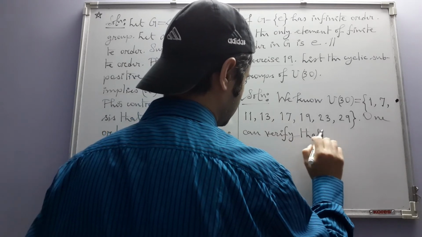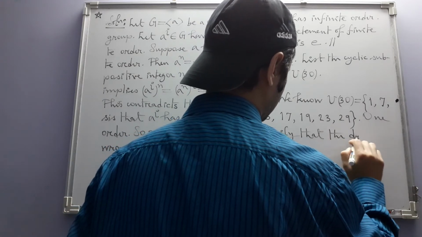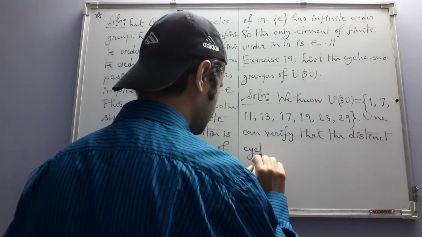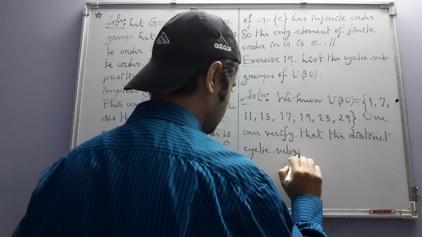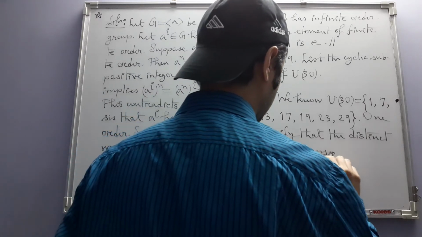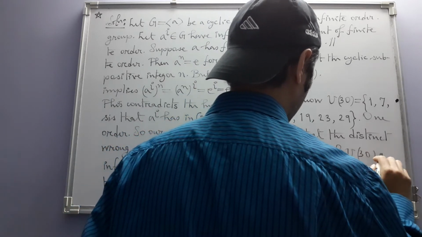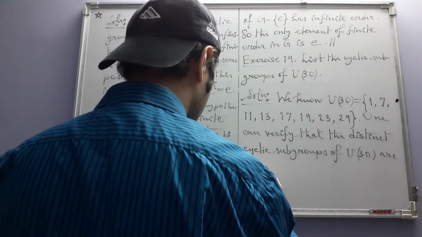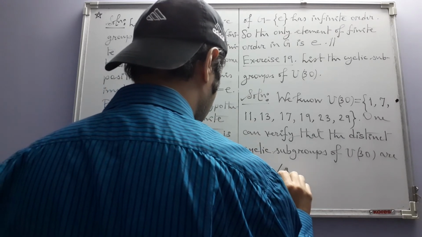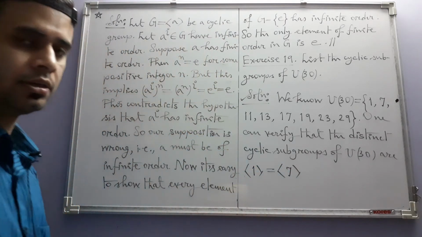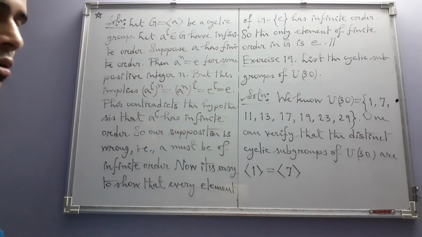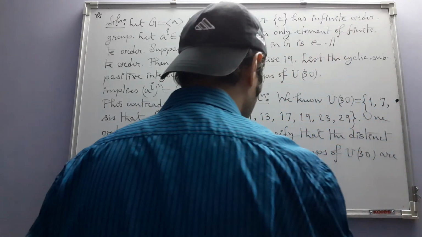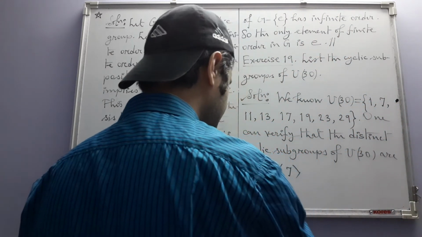One can verify that the distinct cyclic subgroups of U30 are these. Seven turns out to be a generator of U30. U30 itself is a cyclic group. Now this, how can it be? Okay, so this is the trivial group.